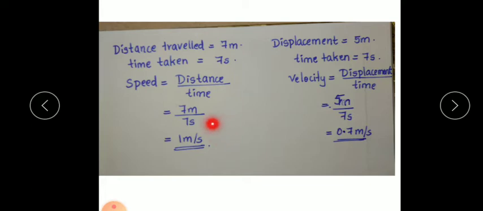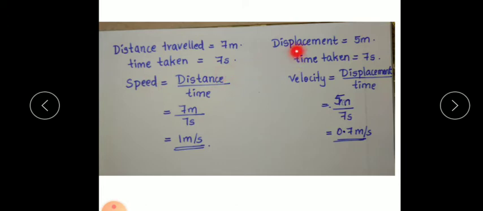Then what is the unit of the speed? Meter per second. We know that unit of distance is meter and unit of time is second. So the unit of speed is meter per second. So what is speed? Distance divided by time is speed.